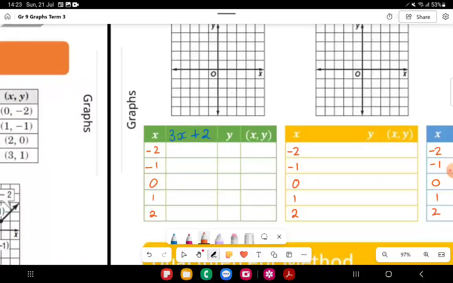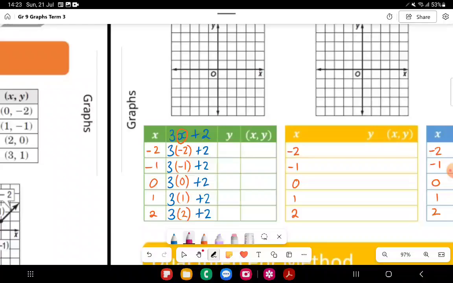Now, where there's an x, I'm going to leave a blank, right? So I'm going to write 3 space plus 2, five times. Now I substitute. In brackets, negative 2. In brackets, negative 1. In brackets, 0. In brackets, 1. In brackets, 2.